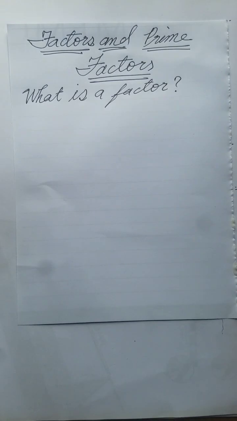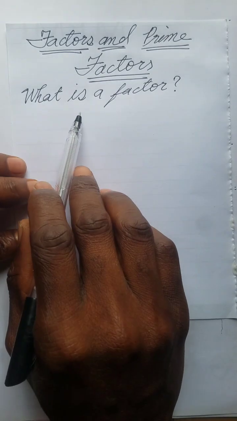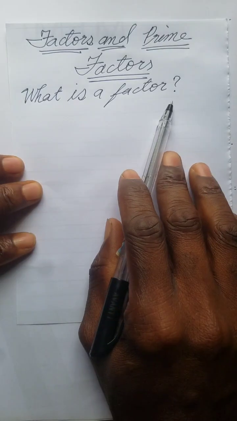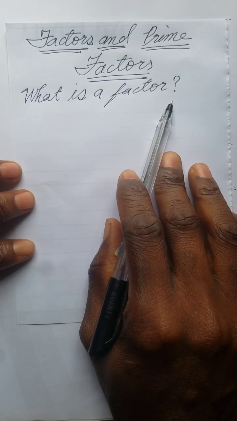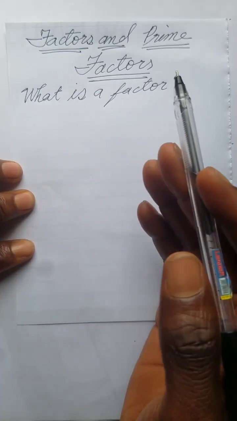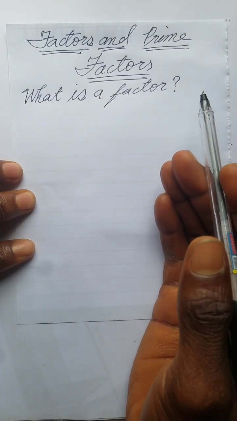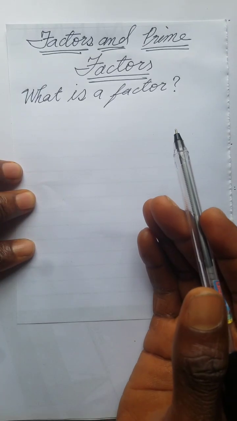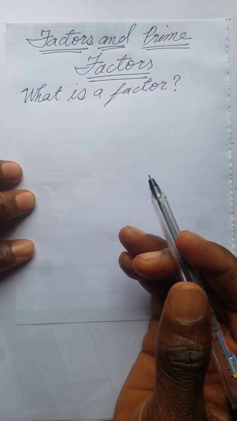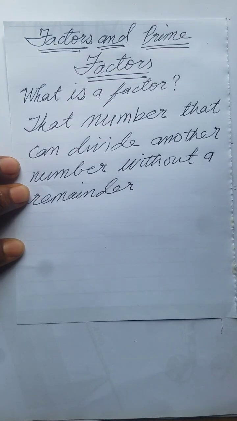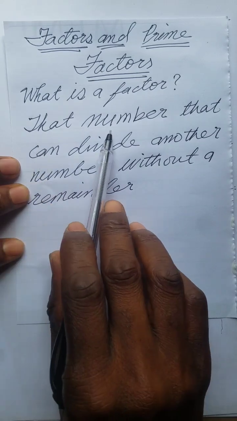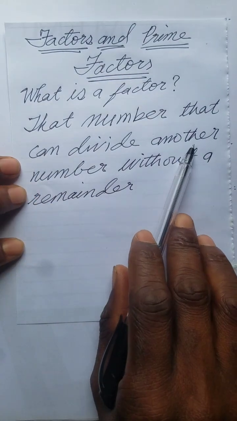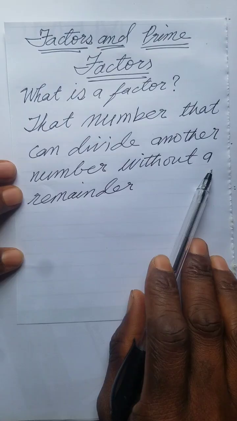In today's video, we'll be looking at factors and prime factors. But first, let's look at a factor. What is a factor? A factor can only be associated with another number. A factor cannot be a factor for nothing. So, a factor is simply that number that can divide another number without a remainder.